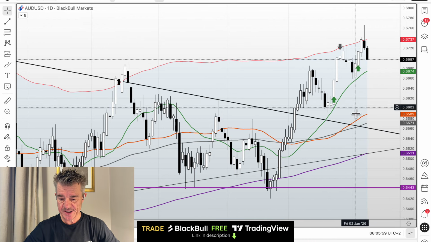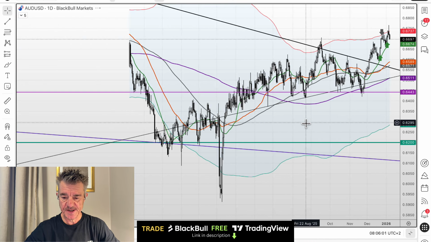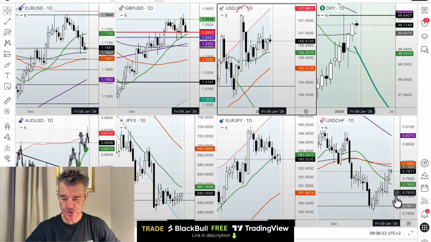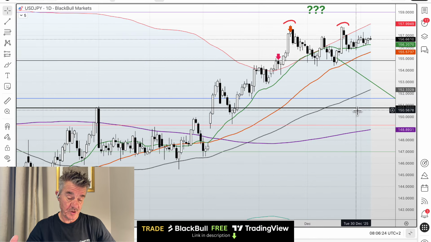Let's see if we can get back into this later. I suspect we may have to come back down to this breakout trend line on the Aussie before surging higher, but the overall structure looks pretty good. So let's see how we go. The only other currency play that I've got on is a short on the dollar yen. Let's see what happens.